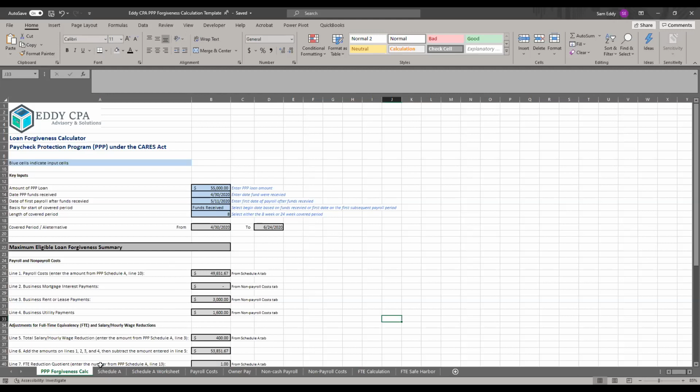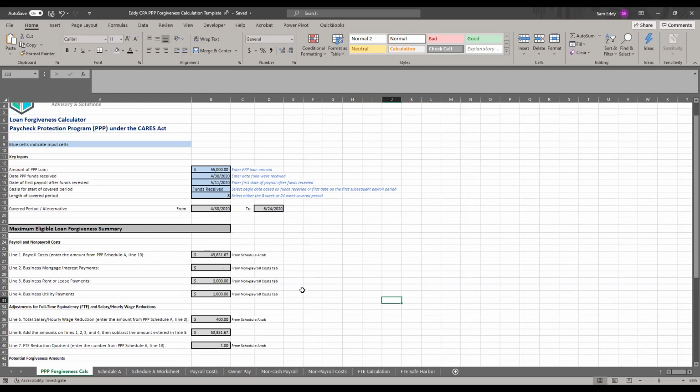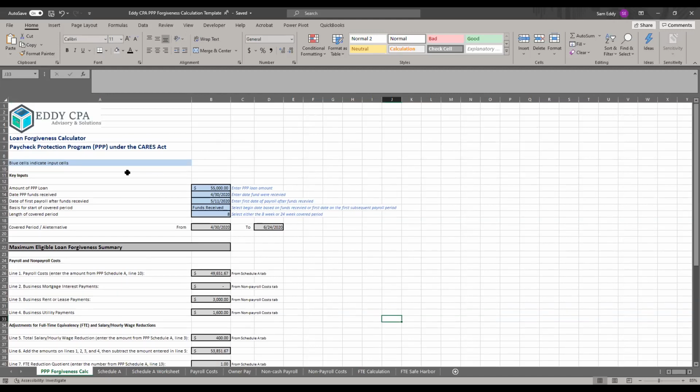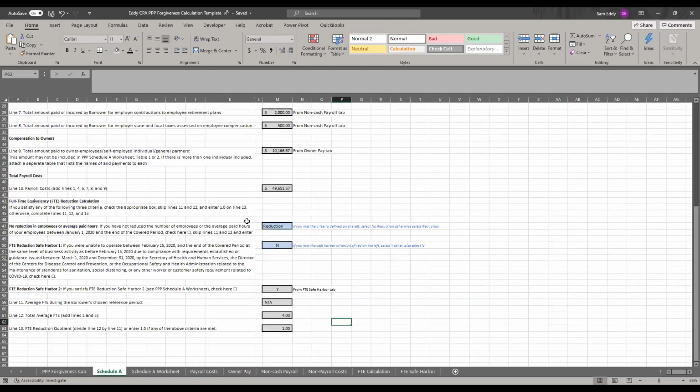So first up is the PPP Forgiveness Calc tab. This is really based on the first page of the full application and is the summary page that determines how much you will receive in forgiveness. I've also added in here in the key inputs field how to determine what your covered or alternative period is for the purposes of what period you're claiming forgiveness for. Obviously, that's an election that you need to make. So there's inputs here.